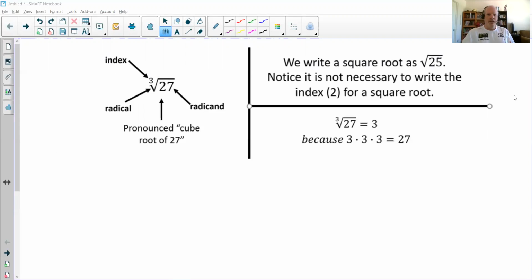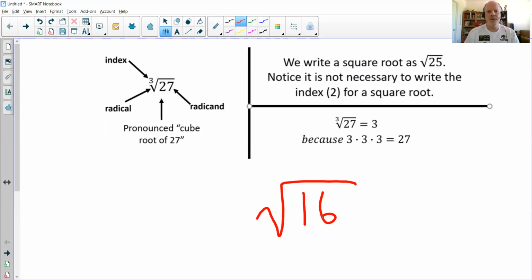Please note that if there is no index shown, then you're taking a square root. For example, if all you see is this, then that means it's a square root. There is no need to write the index of 2. It's assumed that it's a square root if there is no index written. So as you can see here, the cube root of 27 is 3 because 3 times 3 times 3 is 27.